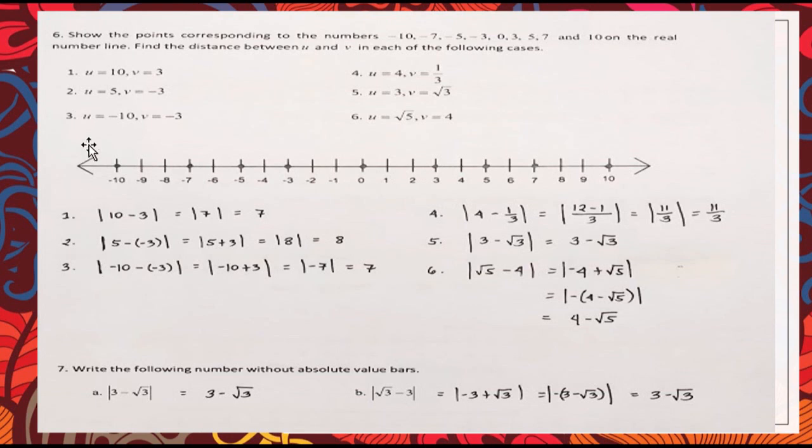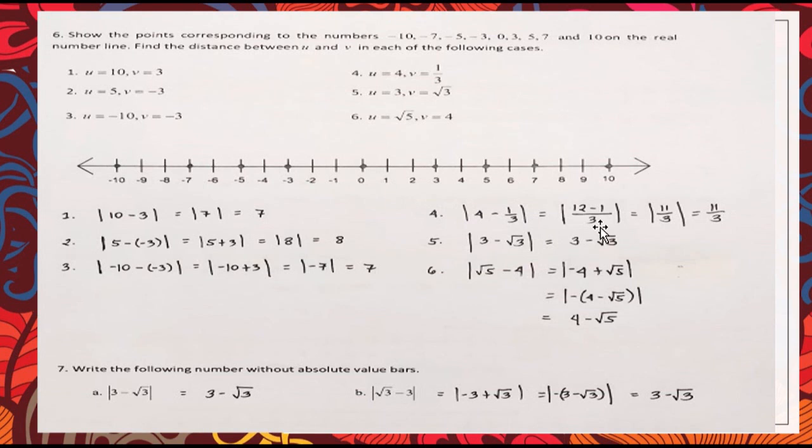Number 3, when u is negative 10 and v is negative 3, so negative 10 minus negative 3, that can be negative 10 plus 3, which is negative 7. And the absolute value of negative 7 is 7. Since diri matagi ka, negative 10, padulong ni negative 3. So, 1, 2, 3, 4, 5, 6, 7. 7 ang atong distance.